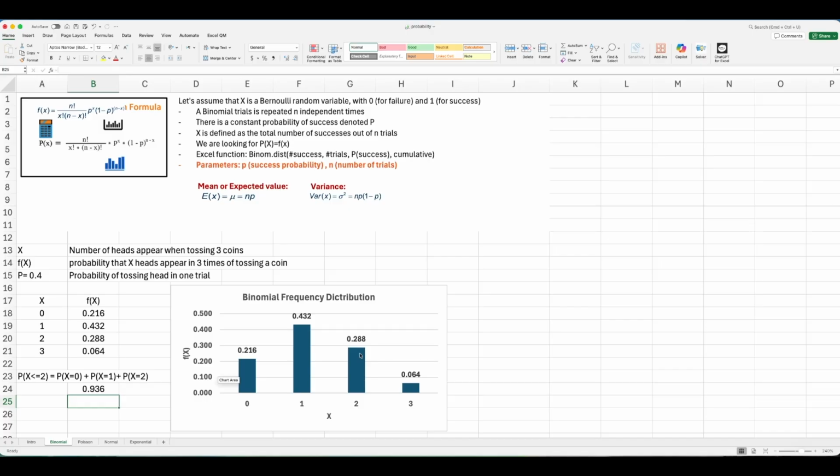So basically I'm adding this bar and this bar. That's where the probability is cumulative, because I'm adding up separate probabilities. Instead of adding up those probabilities, I can use binom.dist 2 out of 3 trials with the probability of 40%. Now I can select true because I'm looking at a range given to x, not exactly one value, but a range of values. So I'm adding up different probabilities.